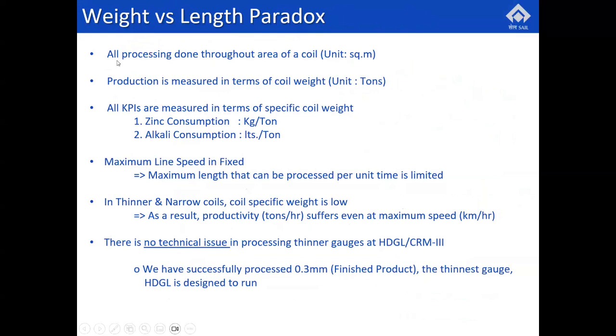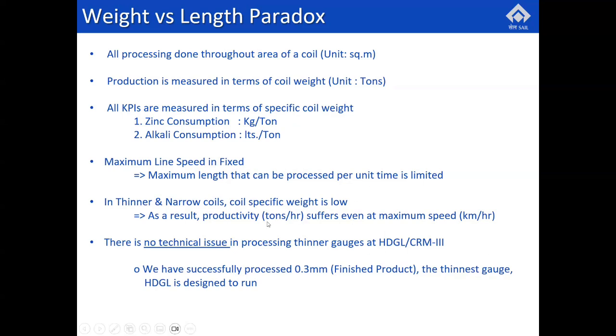So what is the paradox? The paradox is all processing is done throughout the area of the coil. The galvanizing treatment is given over the area of the coil, and the production is measured in tons. All KPIs are measured in terms of specific coil weight, like zinc consumption in kg per ton, alkali consumption in liters per ton. But our treatment is given in area or length. As the maximum line speed is fixed, the maximum length that can be processed by the line per unit time is fixed. In thinner and narrow coils, the specific weight is low.